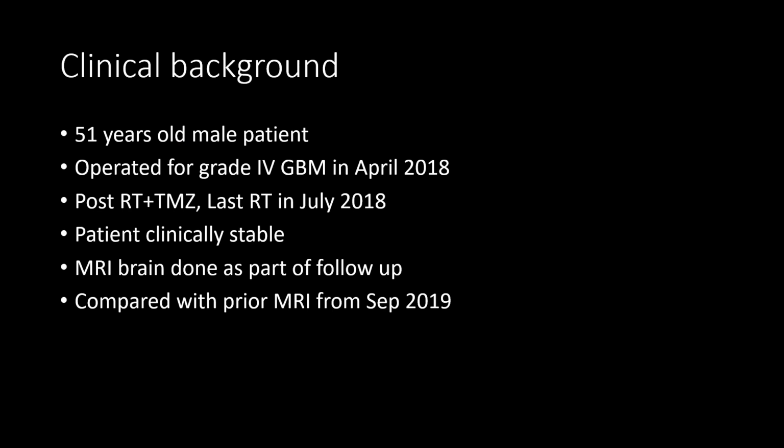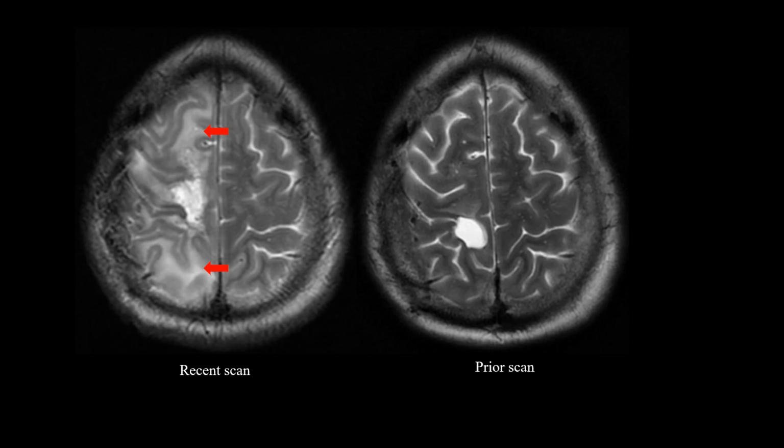I'll be showing you a case of a 51 years old male patient who was operated for grade 4 GBM in April 2018. He received radiotherapy and chemotherapy. His last radiotherapy dose was in July 2018. The patient was clinically stable. An MRI brain was done as part of a routine follow-up. The images were compared with a prior MRI from September 2019. Let's have a look at the MR images.